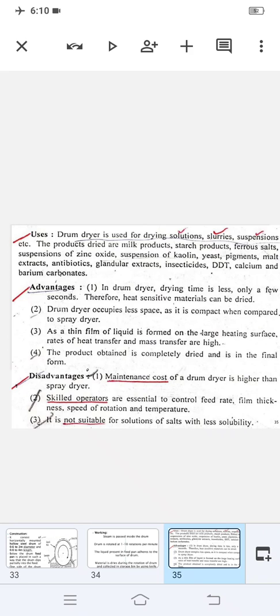And the last advantage is the product obtained by the drum dryer drying process is completely dried and it is in the final form. No other processing steps are needed after the product is dried with the help of drum dryer.